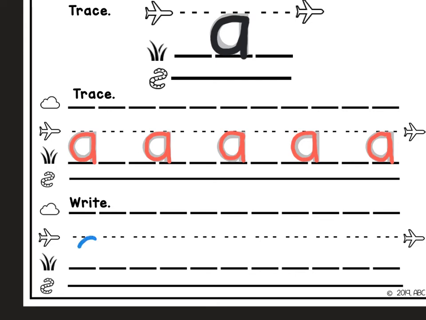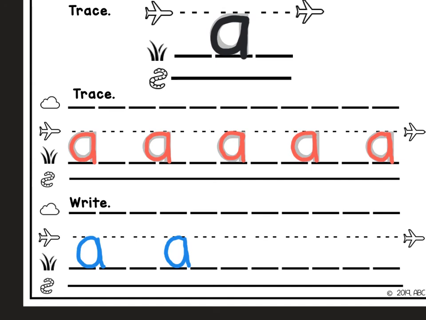Start at the plain line, curve down around to the grass line, straight down to the grass line again. Okay, start at the plain line, curve around backwards to the grass, back up to the plain line, and down a little tail for the A.